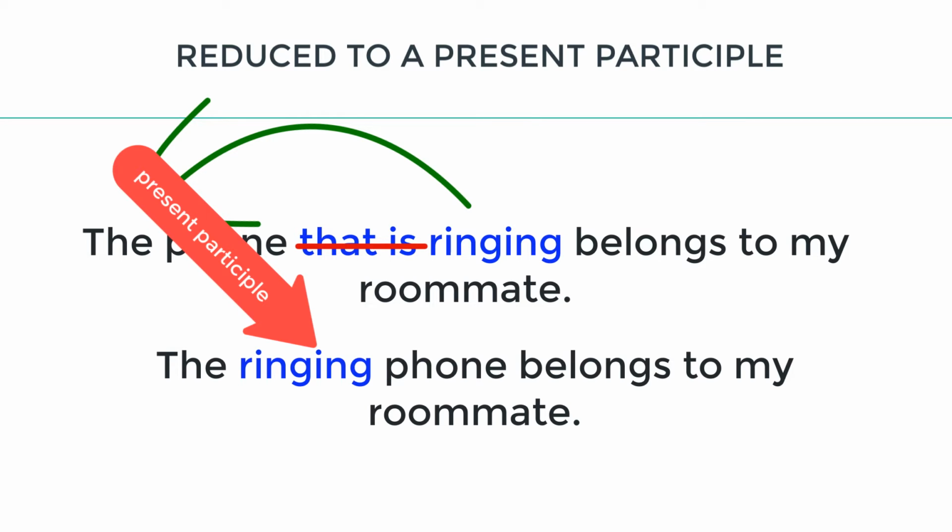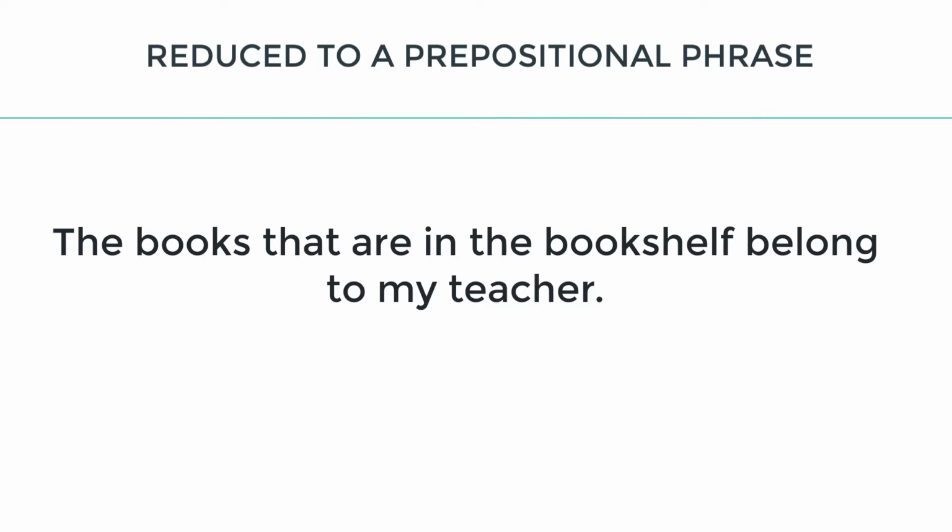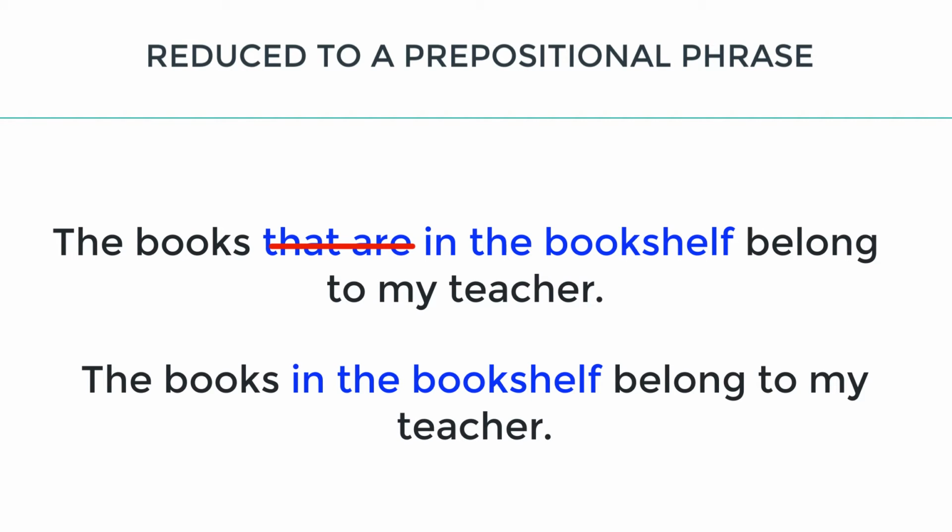And in this last example of parts of speech, the books that are in the bookshelf belong to my teacher. We remove the relative pronoun that and the verb are, and now we have the books in the bookshelf belong to my teacher. So we've in essence reduced the relative clause down to a simple prepositional phrase. The books in the bookshelf belong to my teacher.